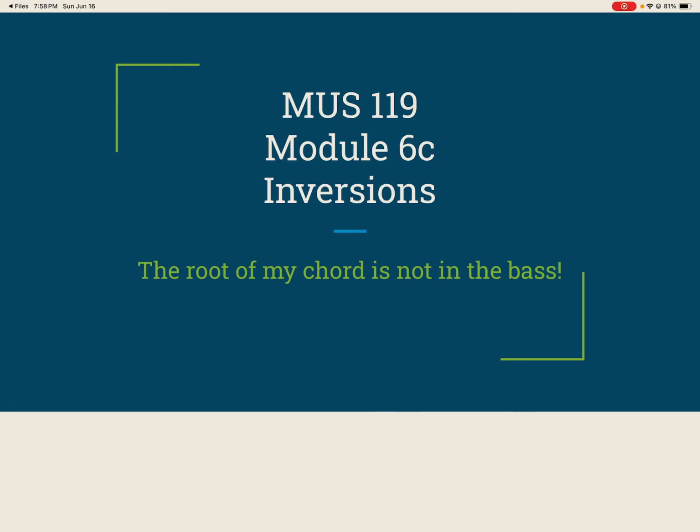Hi, hey, hello. This is Module 6C, entitled Inversions. The root of my chord is not in the bass.